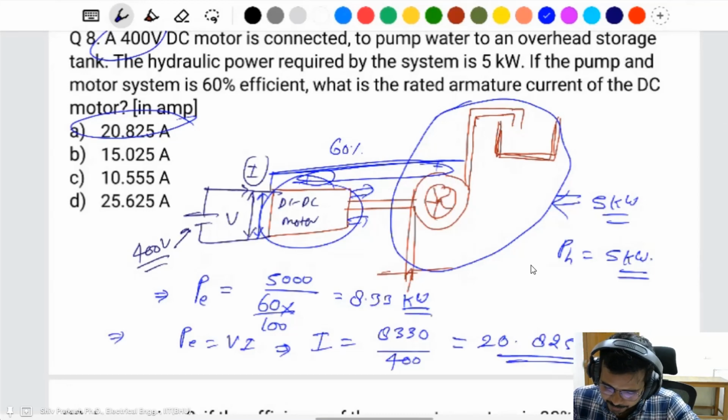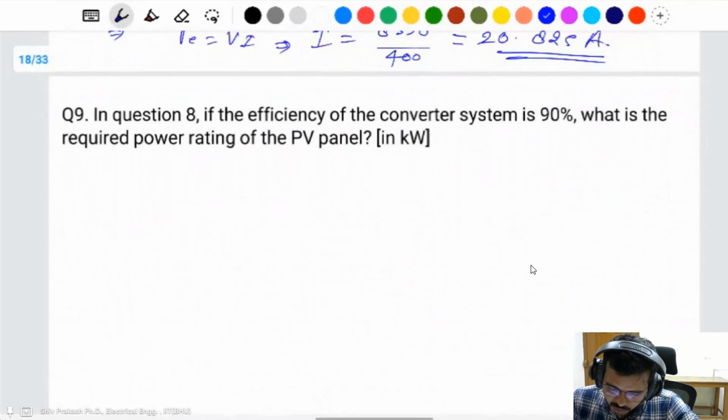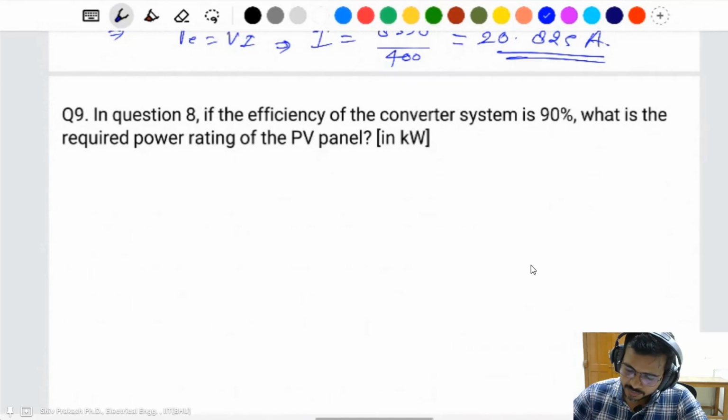The same question, if the efficiency of the converter system is 90%, then what is the required power rating of PV? It means a PV system is also there.